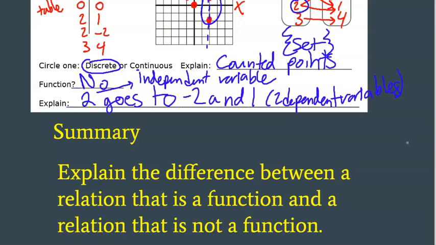One more thing. If you have a graph and it passes both the horizontal line test and the vertical line test, that function is one-to-one. So those are special functions. They can only be odd degrees.